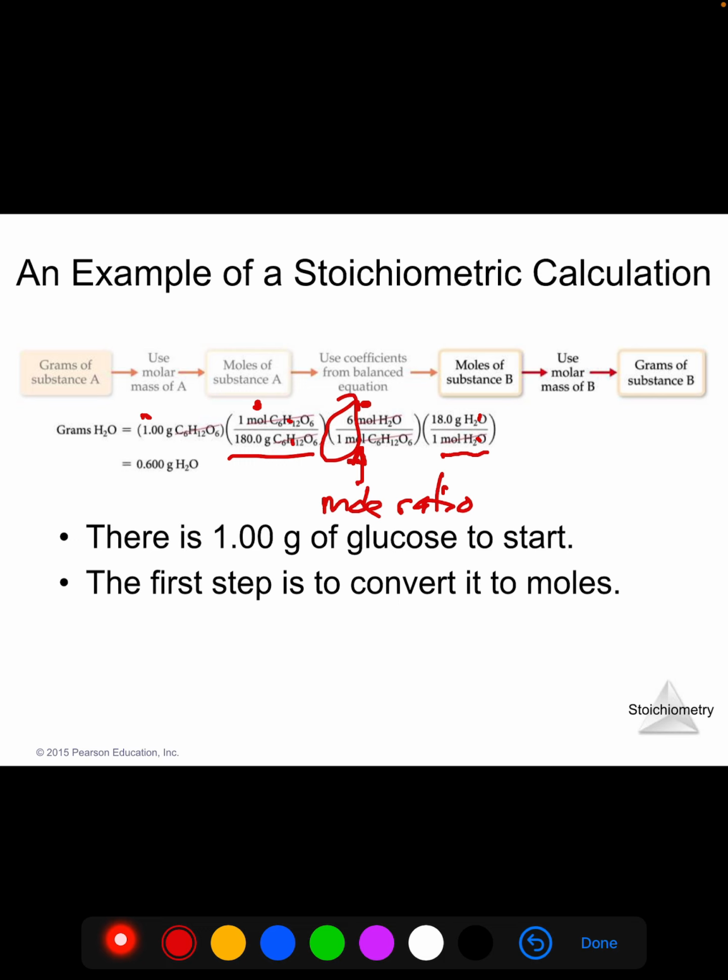And again, we do another molar conversion. We multiply this time by 18 grams per mole of water. The moles of water cancel out, and we're left with grams of water. And if you do the math, 1 divided by 180 times 6 times 18, you end up with 0.6 grams of water. So 1 gram of glucose produces, not 0.06, 0.6 grams of water.